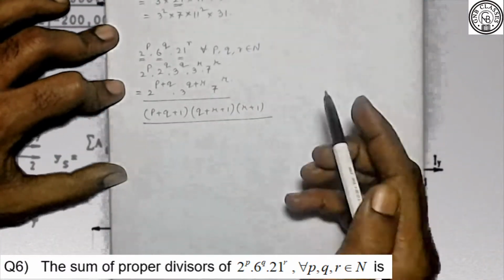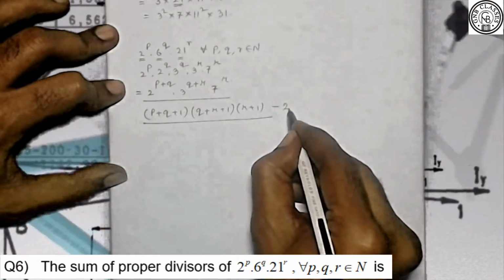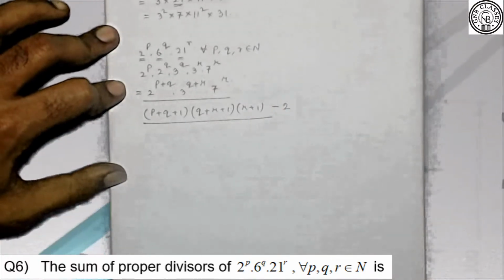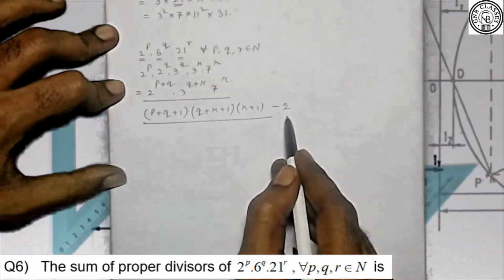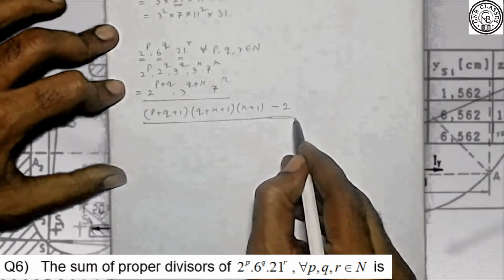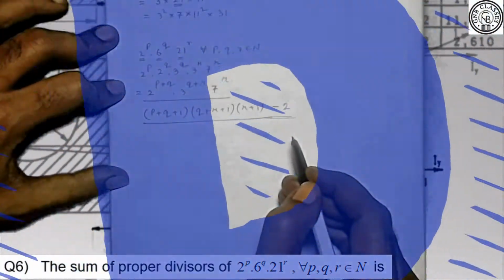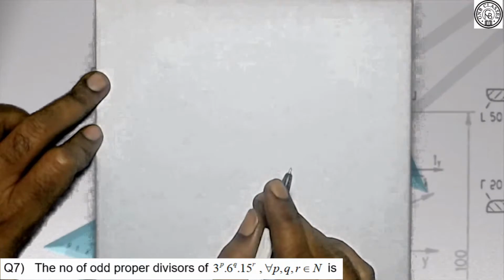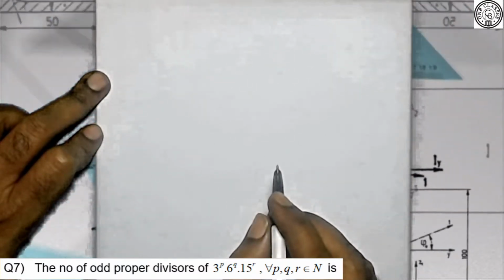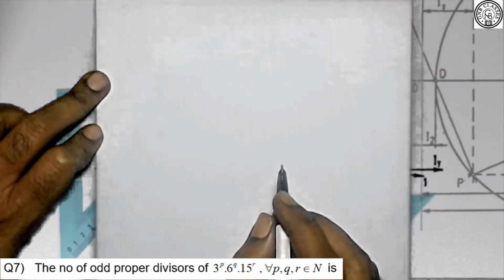Now the proper divisors will be obtained by subtracting two factors from this total number of divisors, which are 1 and the number itself. So that gives us the proper divisors. Hence our option B is correct for question 6. Is it clear? Question number 7 says find the number of odd proper divisors.